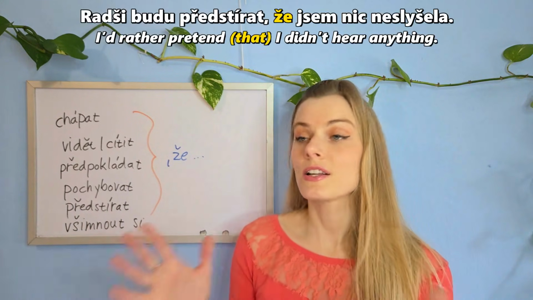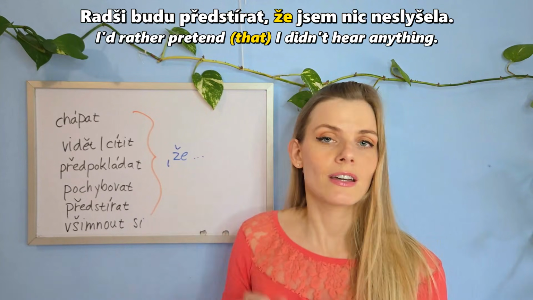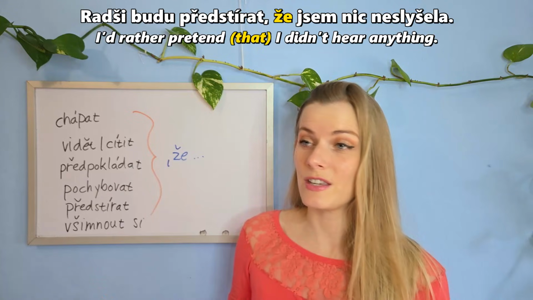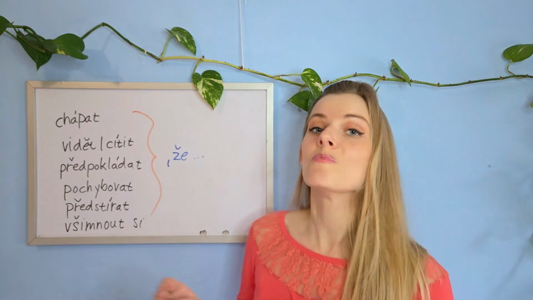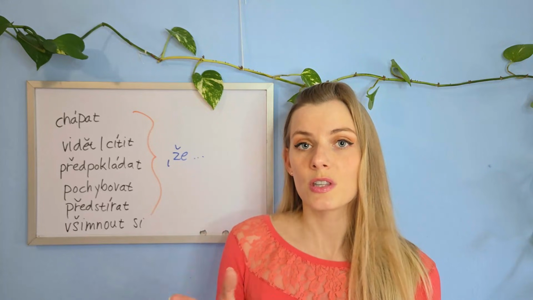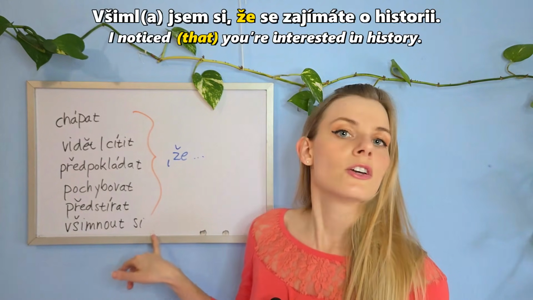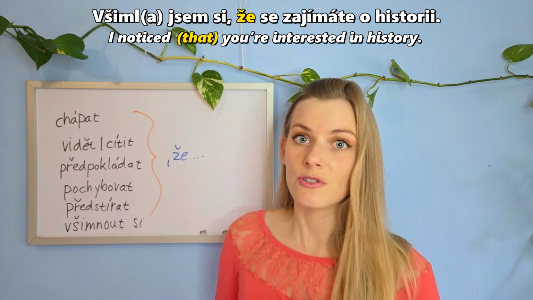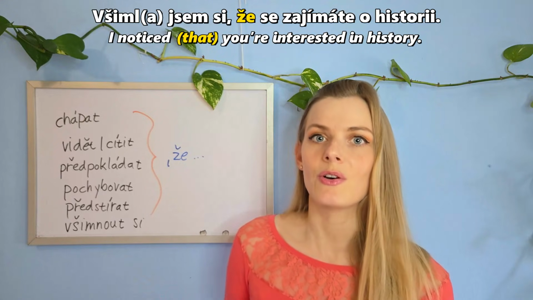Předstírat. Radši budu předstírat, že jsem nic neslyšela. I'd rather pretend I didn't hear anything. Radši budu předstírat, že jsem nic neslyšela. Všimnout si is more typical in past tense. You say that you have noticed something. Všiml jsem si, že se zajímáte o historii. I noticed you're interested in history. Všimla jsem si, že se zajímáte o historii.